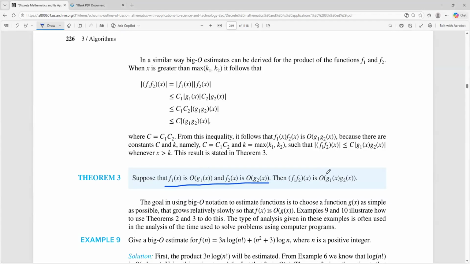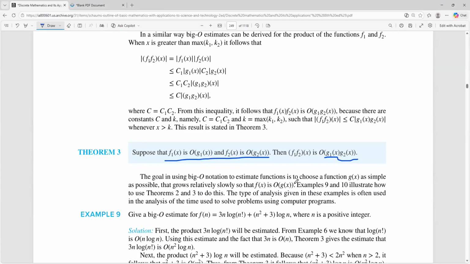If we have a product instead, then it's the same thing. It's going to be a product. So this is a bit more straightforward.